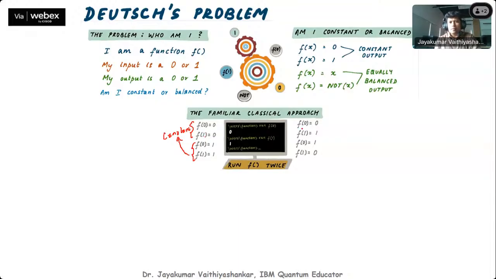So look at the left side. If you give f of 0 and you get 0, and you change your input to f of 1, the output is 1. Each time the output is the same, it is constant. Otherwise, if you give f of 0, the output is 1, and if you give f of 1, the output is 0. Again, the output varies, so for this also it varies. Then you can decide the given function is balanced. So this is the logic. In classical, you need to run the function twice to decide whether it is constant or balanced.